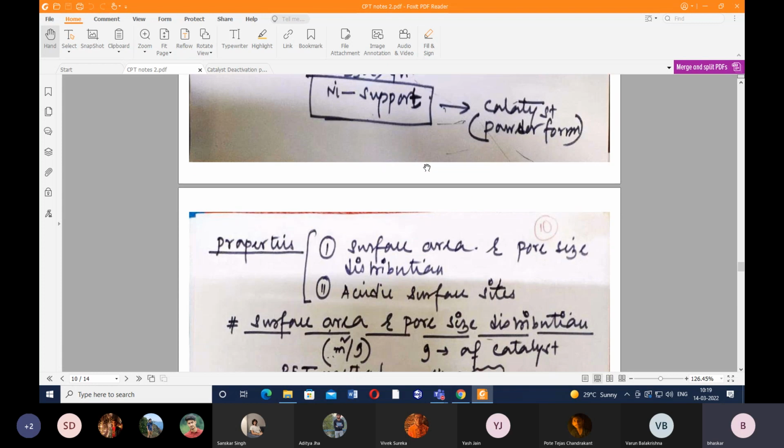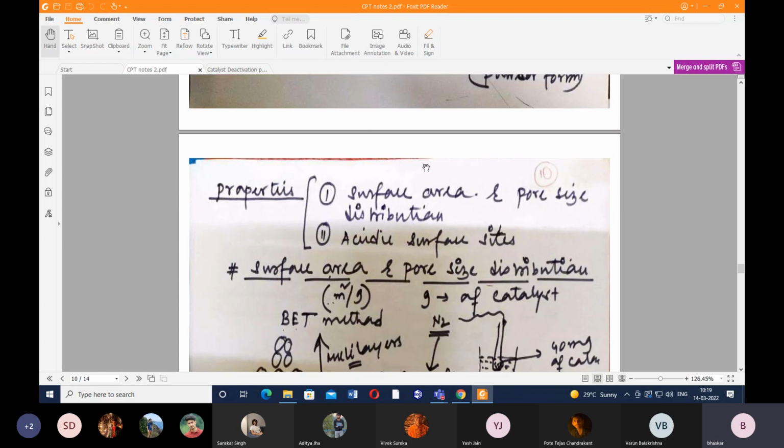Now coming to the two important properties. Every catalyst has several characteristic features, but two of the more important ones are, one, surface area and pore size distribution, and the second, the acidic surface sites. When I talk about petroleum refinery processes, you will understand how active surface area plays a major role in such catalytic reactions. Similarly, the acidic surface sites also have a crucial role to play in a catalytic process.